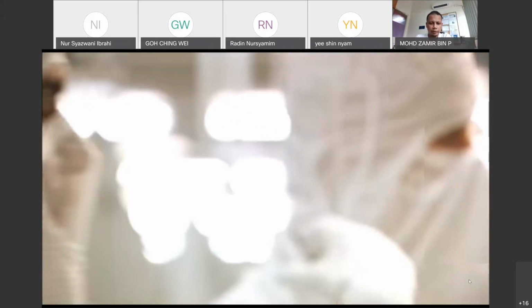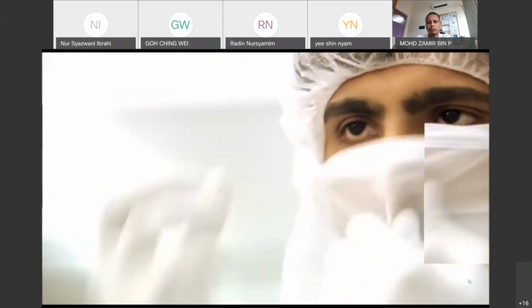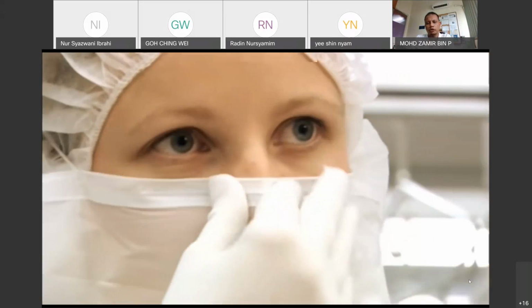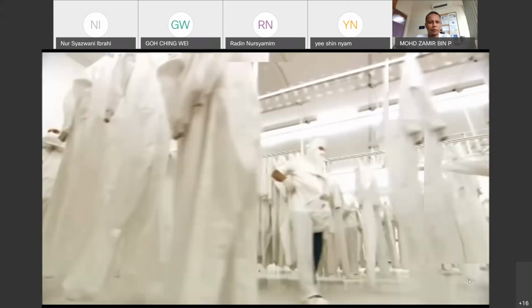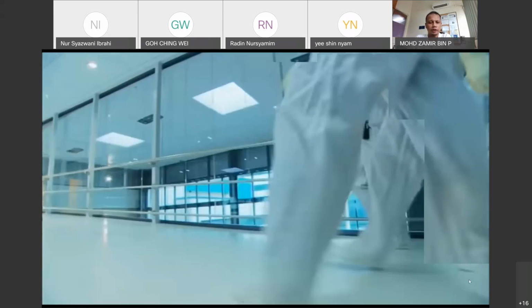So this is the gowning process. We're gonna go through this again when we talk about clean room. The suit looks like a suit to go to the moon. People call it bunny suit. Wafer fab calls this bunny suit.